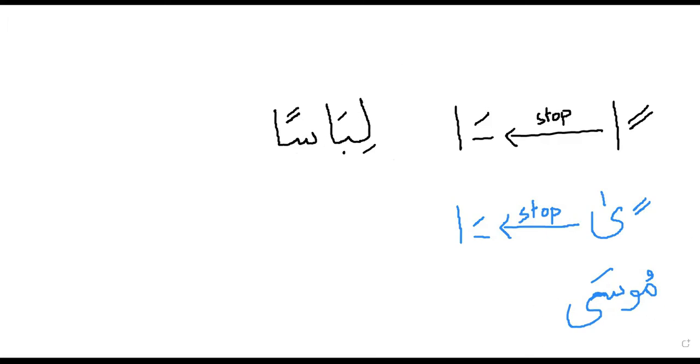Here what is happening is fathatain. So for example, you have ha with dhamma and dal with fathatain, followed by a ya. It's like this. For example, you have hudan lil muttaqin, right? So you would see that hudan is written like this and the ya has nothing on it.